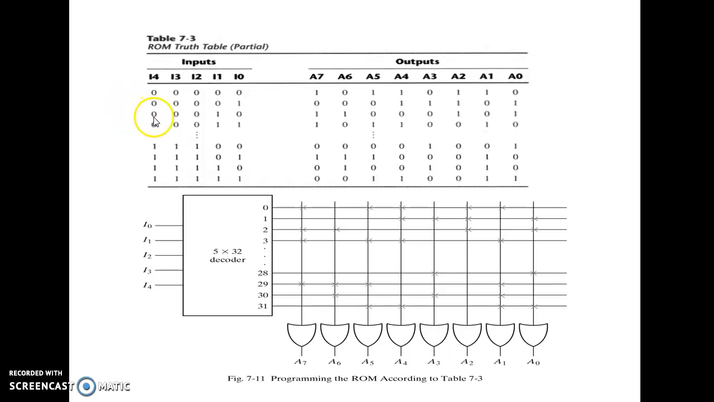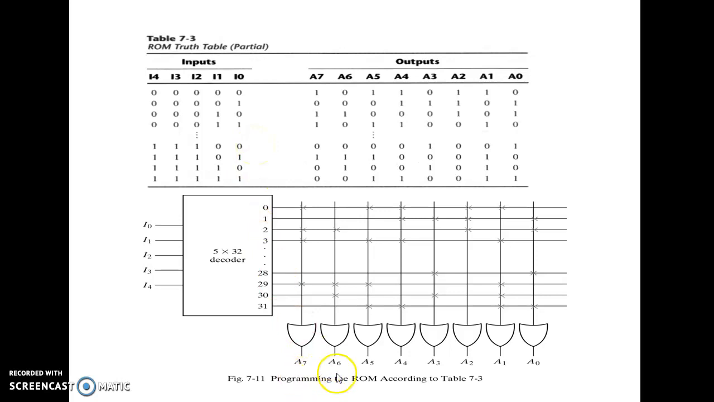Similarly, you can check for 00010. 00010 means the decimal equivalent is 2. So this particular output would be 1, remaining all zeros. It is connected to A7, A6, A2 and A0. Isn't it? So A7, A6 are 1, A2 is 1 and A0 is 1. So this is how the truth table is verified.